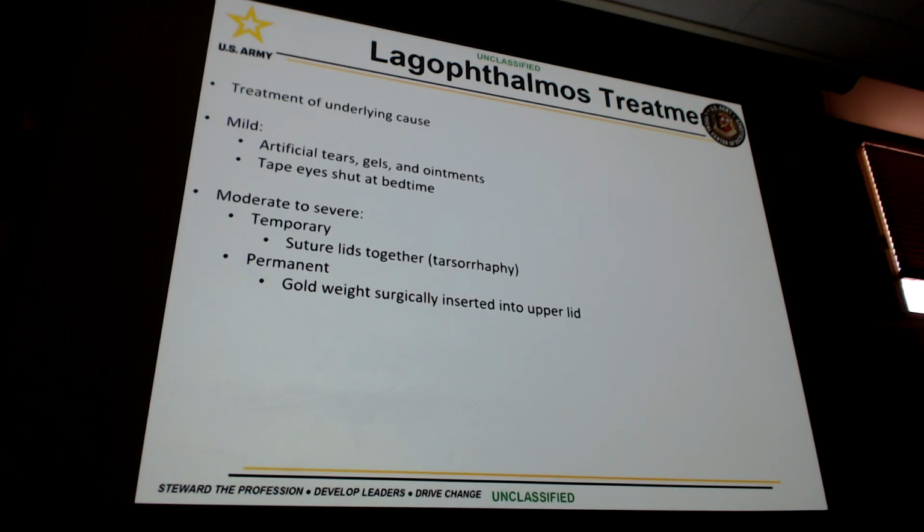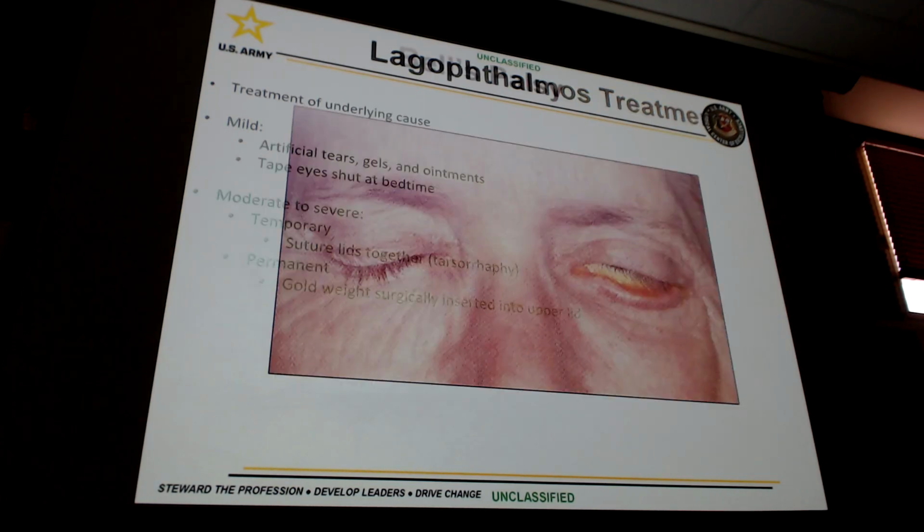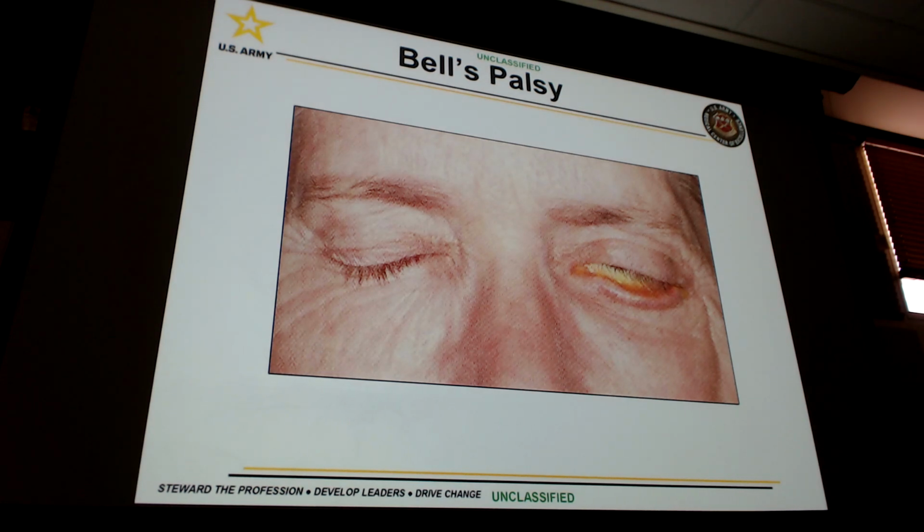You can also insert gold weights into the upper lid. I've seen one patient that's had that. It was not super successful. She still had lagophthalmos pretty bad and couldn't close the eyes, but she had a much more valuable upper eyelid after. Okay, picture of Bell's palsy here. You see this patient can't close their eye, lagophthalmos. The student that I had had no facial nerve on that side. It was not working at all. She could not blink at all. It was pretty crazy.